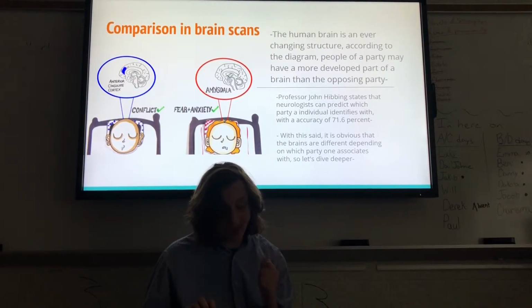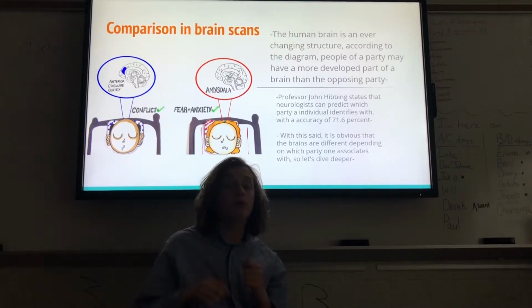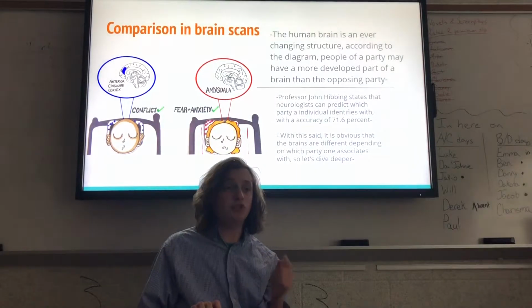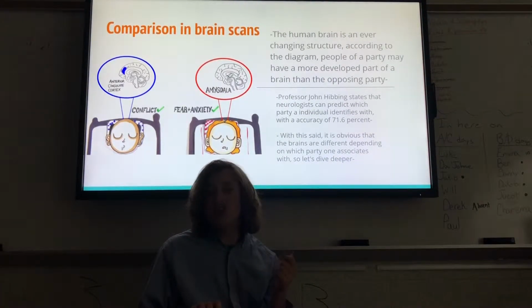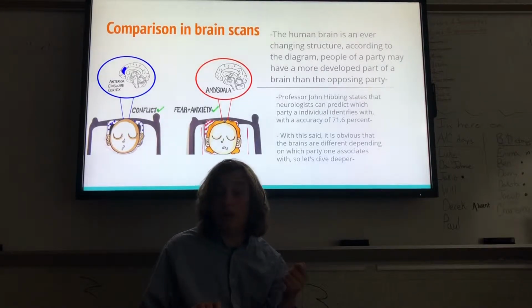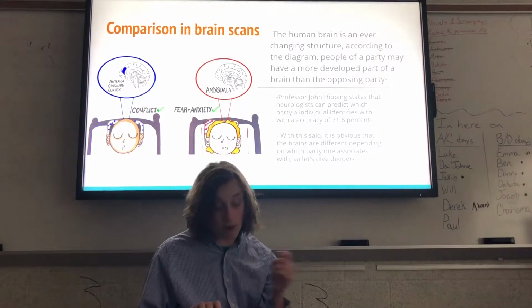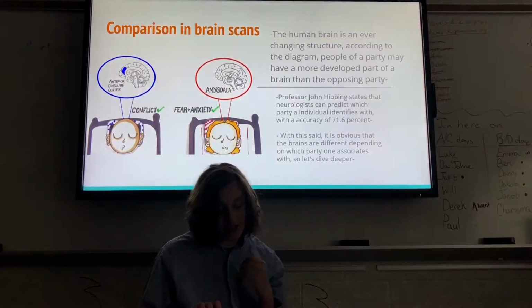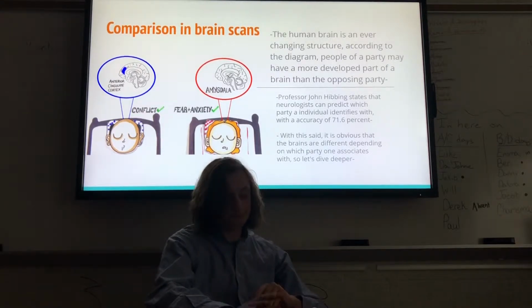With this said, Professor John Hibbing states that neurologists can predict an individual's party with an accuracy of 71.6%. That is no coin toss. 71.6% is a very, very good statistic. And that means just by looking at the brain, if you are a studying neurologist, you can probably predict one's party with an accuracy of 71.6%. That's groundbreaking. With this said, it is obvious that the brains are different depending on which parties one associates with, so let's dive a little bit deeper.